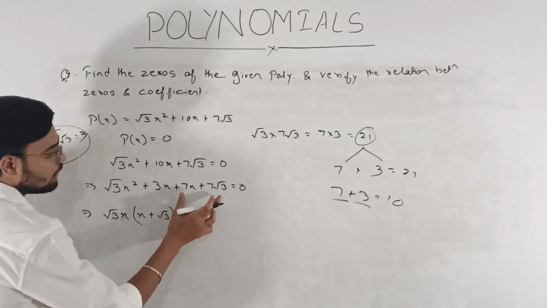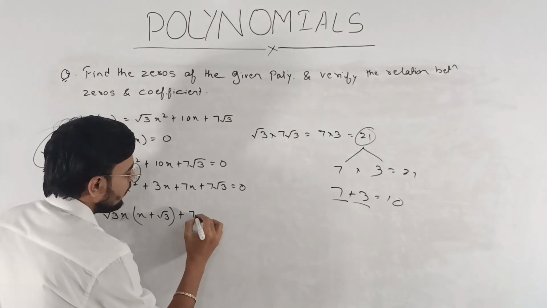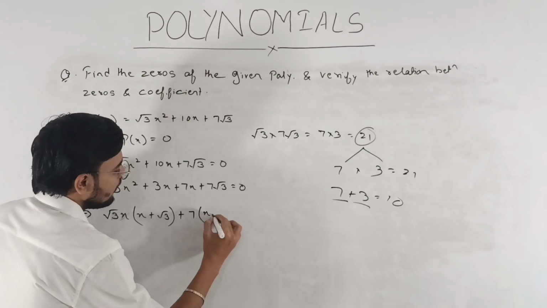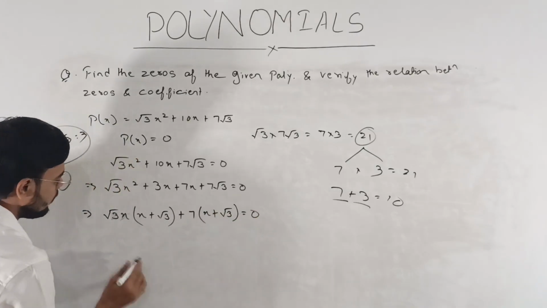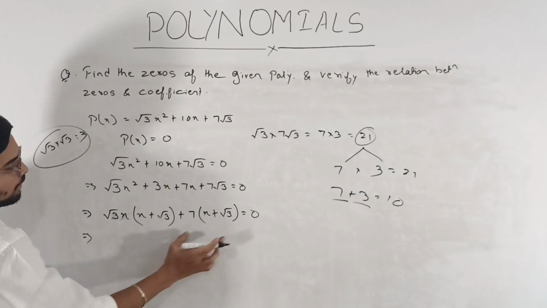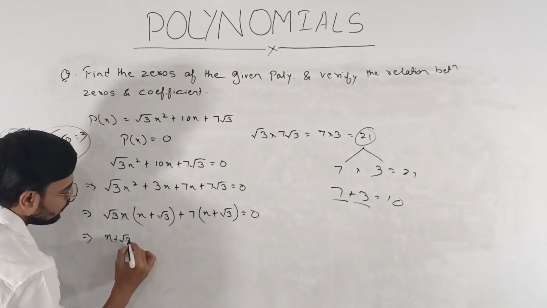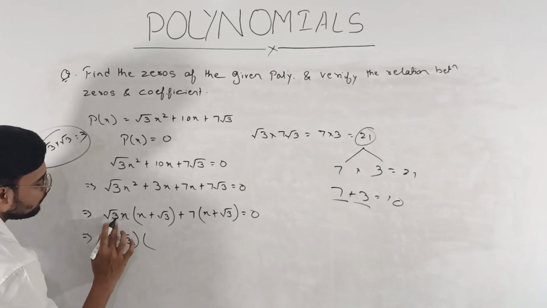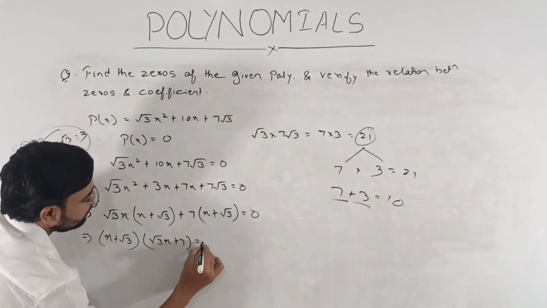And now let's take common from these two. From these two we have only 7 common. Then I take 7. What is left? x plus, from here I am left with root 3, equal to 0. Now again we take common x plus root 3. Then x plus root 3 is common. What is left? Root 3 x plus 7. Root 3 x plus 7 is left, equal to 0.